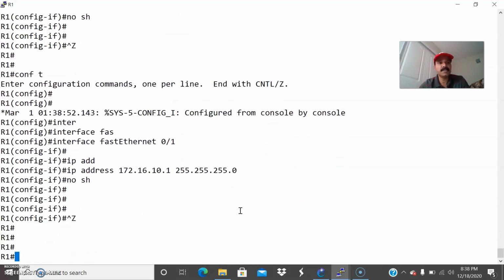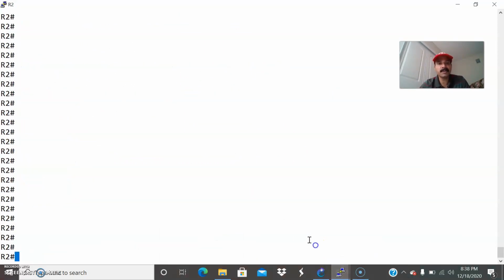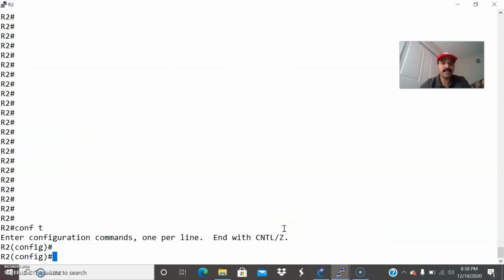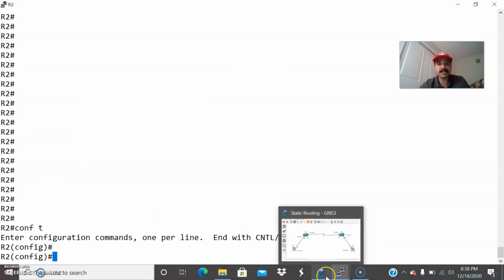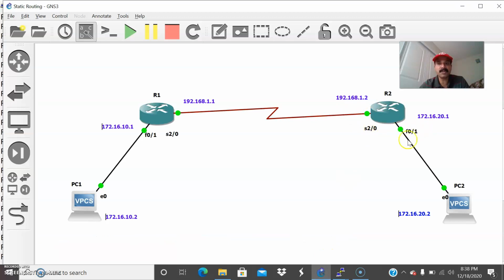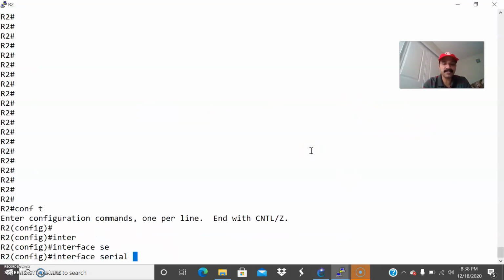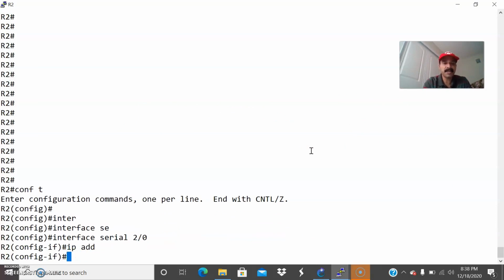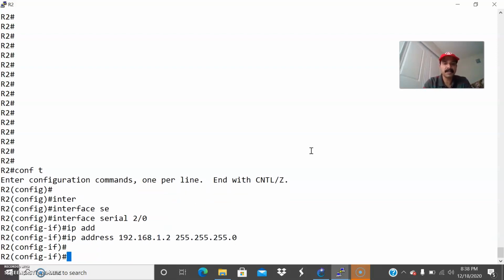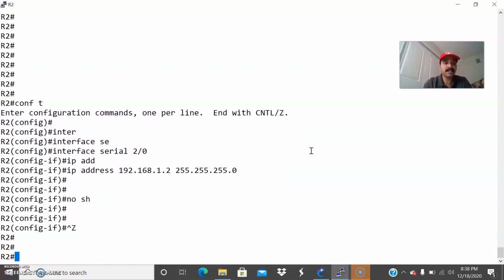Afterwards, I am going to router R2, and similarly I am going to configure the two interfaces, two IP addresses. It has one serial interface, that is serial 2/0, and a FastEthernet interface. So let us configure the interfaces. Serial interface 2/0, and IP address is 192.168.1.2 followed by the subnet mask. Then do a no shut to activate the interface.